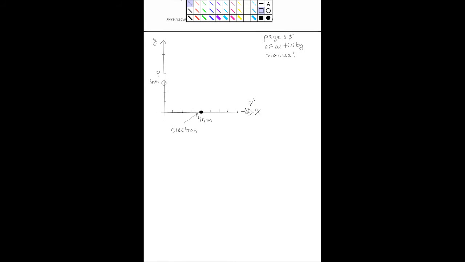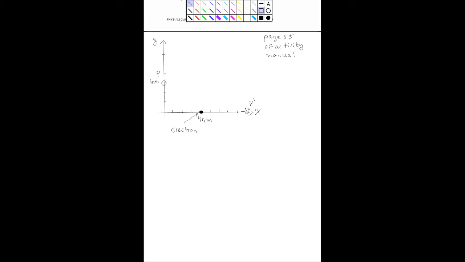Okay, what we're going to do today is go through the activity on page 55 of your activity manual. And you're given the following diagram. You're given a coordinate system, and at position of 4 nanometers along the x-axis, there is an electron. And part A of this activity asks you for information about the electric field at the point P at 3 nanometers on the y-axis.